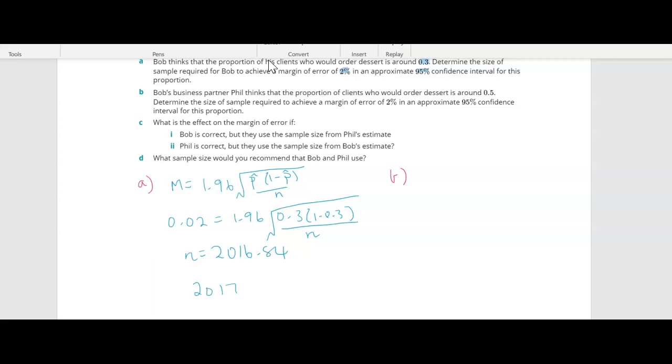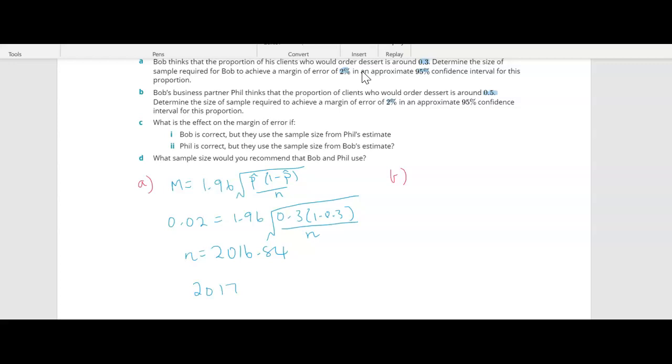Bob's business partner, Phil, thinks that the proportion of clients who would order dessert is around 0.5. Determine the sample size required. Okay, so we do exactly the same thing. The only difference is P is now 0.5, so we can do that. What is the effect on the margin of error if Bob is correct, but they use a sample size from Phil's estimate?